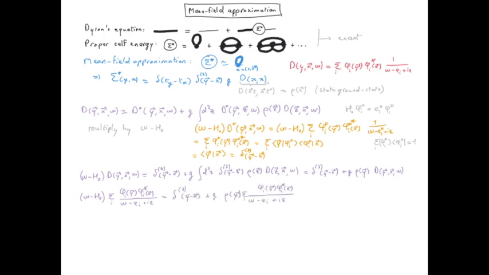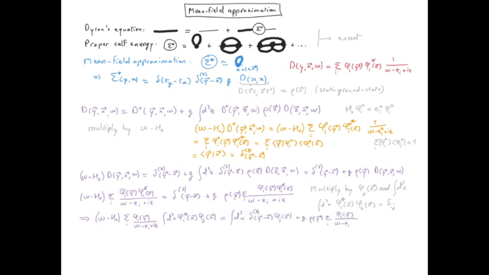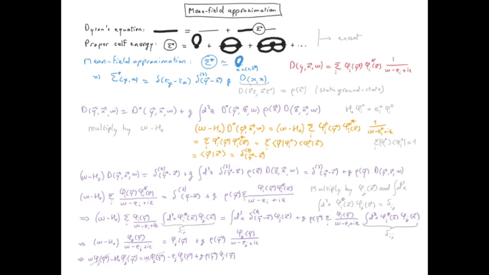We now multiply by phi j of x and we integrate over x. And we use the fact that phi i and phi j are orthogonal. We now multiply on both sides by omega minus e j plus i epsilon. Rearranging, we get the mean field equation for the single particle phi j.